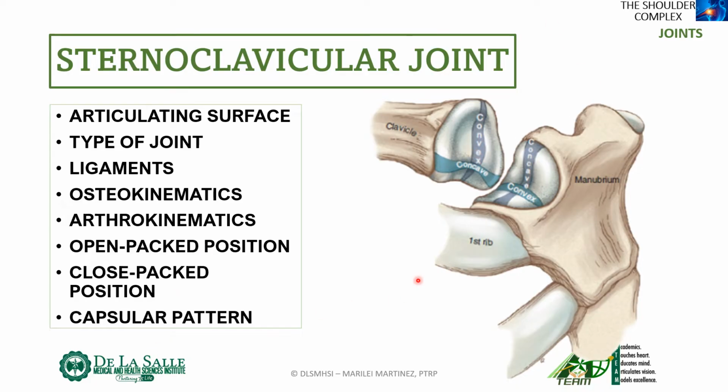In general, the articulating surface of the sternoclavicular joint is the medial end of the clavicle, the clavicular facet of the sternum, and also the superior border of the first costal cartilage. When we say first costal cartilage, that is the cartilage of the first rib. So when you say second costal cartilage, that is the costal cartilage of the second rib.